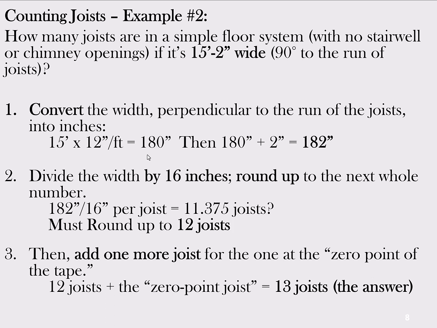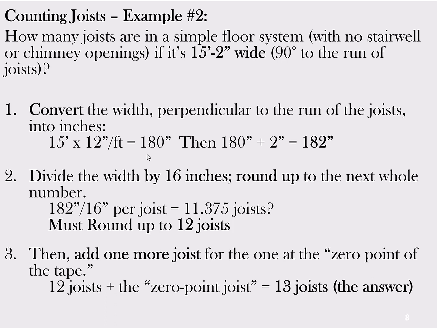How many joists are in a simple floor system with no stairwell or chimney openings or anything like that if it's 15 foot 2 inches wide? Well, remember, that's perpendicular to the way the joists run across the room. So that's 90 degrees to the run of the joists. So step 1, we convert that. Well, the 2 inches is already inches, so we can set that aside.